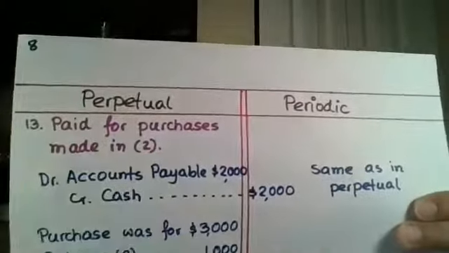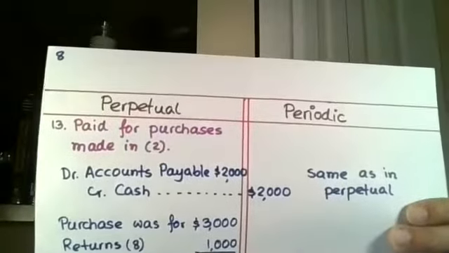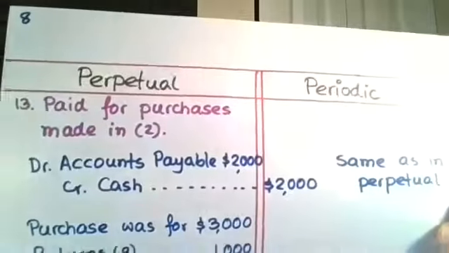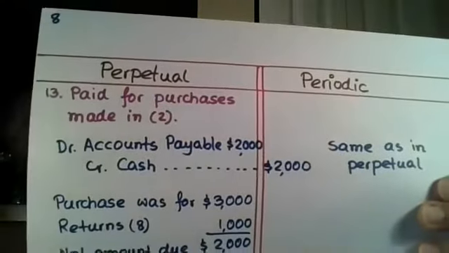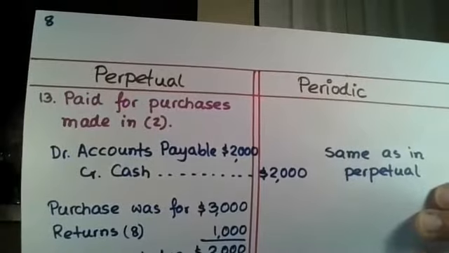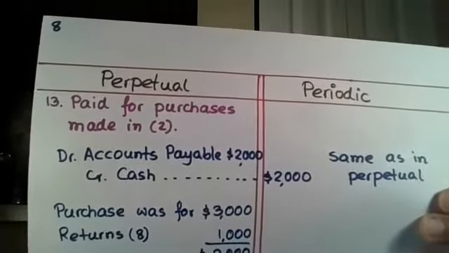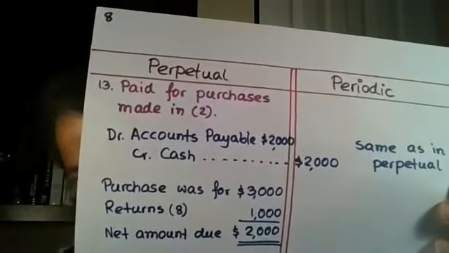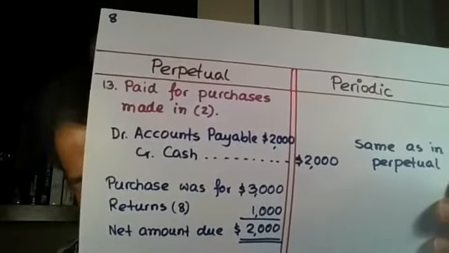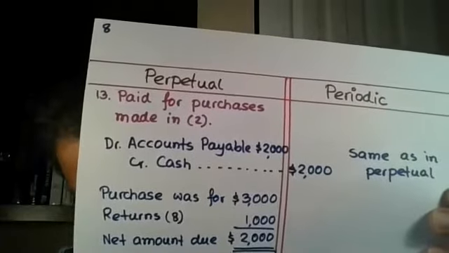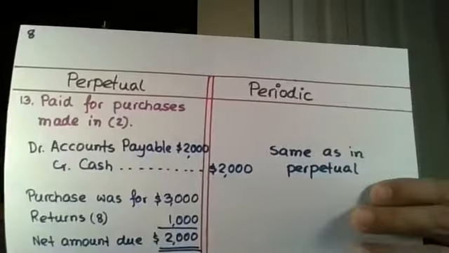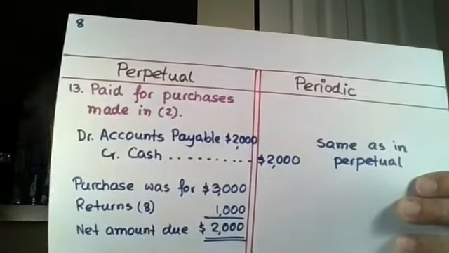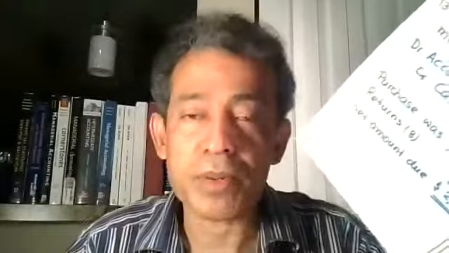So that's what we have here. Number 13, paid for purchases made in number 2. How much was the purchase? The purchase was for $3,000, then we had a return for $1,000. So we still owe them $2,000. So debit accounts payable, credit cash. Same entry under both methods. No problems there. We just have to find out the amount payable.